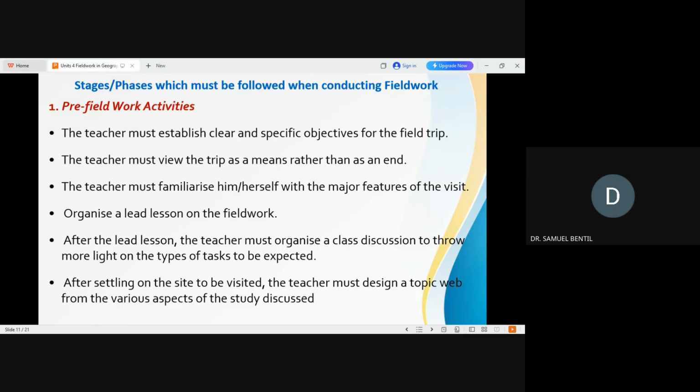Okay, so we are saying that after settling on the site to be visited, the teacher must design a topic web from the various aspects of the study discussed. So let me show you a typical example of a topic web.